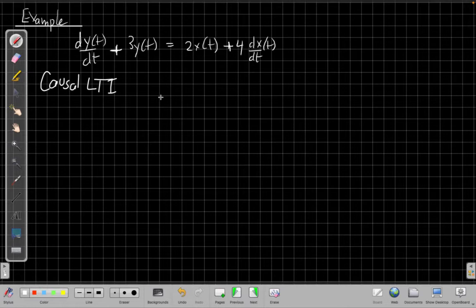Okay, so hopefully you're back. This is a first-order differential equation. This is first order because the largest derivative on either side is a first-order derivative.